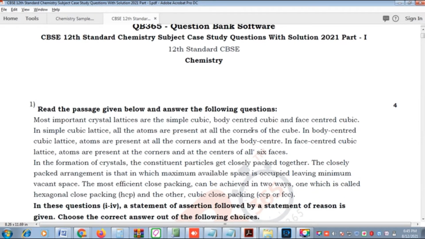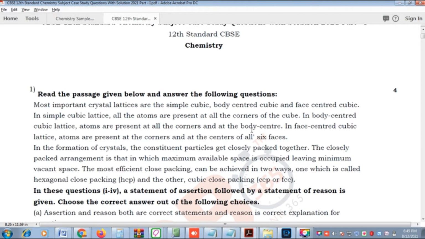What are the questions in the case study? The first question is, read the passage given below and answer the following questions. In this video and PDF, we have put around 15 questions in case study format. These 15 questions combine all the chapters in chemistry. After this, we are planning to provide chapter-wise case study questions. Initially we provide a combination of all the chapters in chemistry. You can follow the video and the PDF.